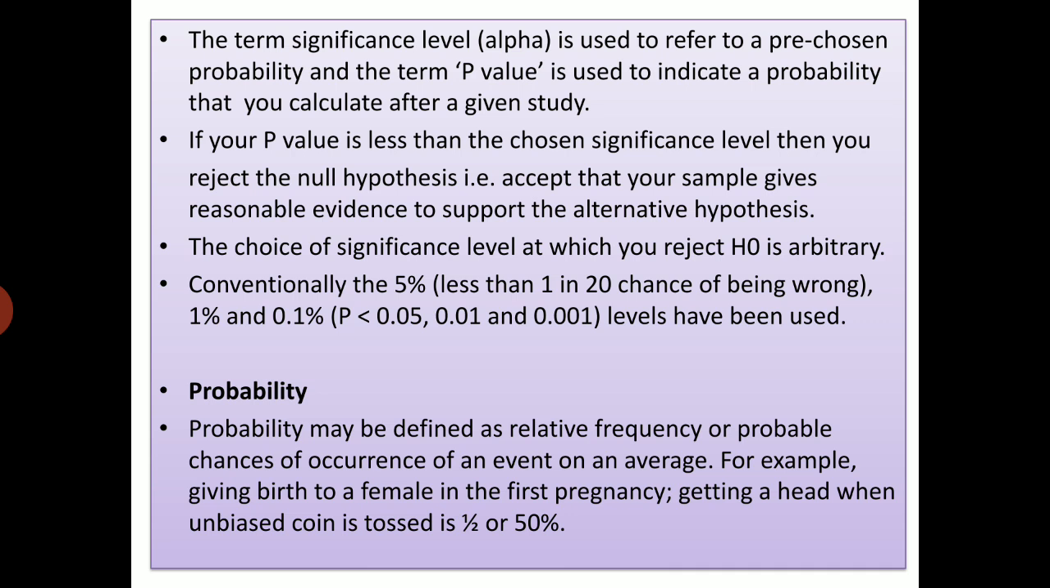The choice of significance level at which you reject H0, that is the null hypothesis, is arbitrary. Conveniently, 5%, that is less than 1 in 20 chances of being wrong, can be the level of significance. You can take level of significance as 5%, even 1%.